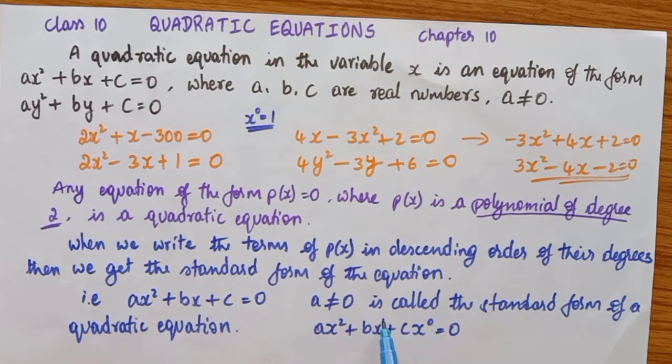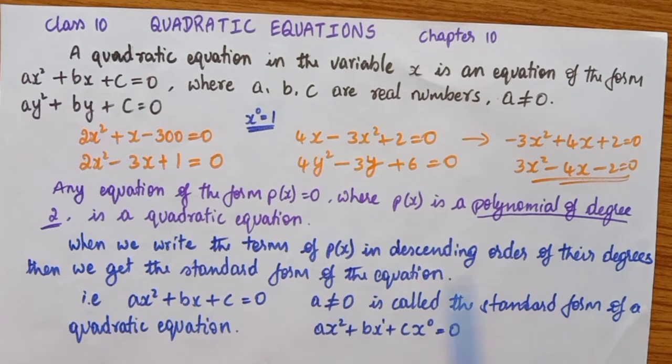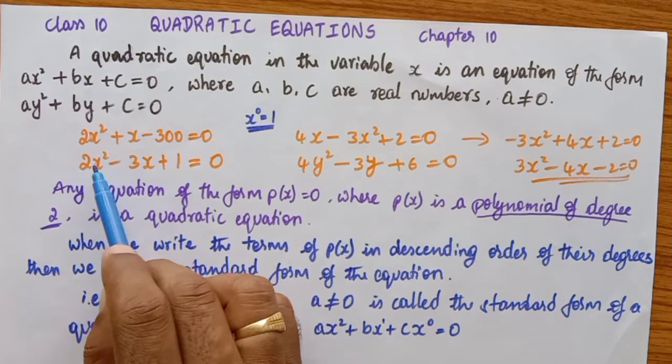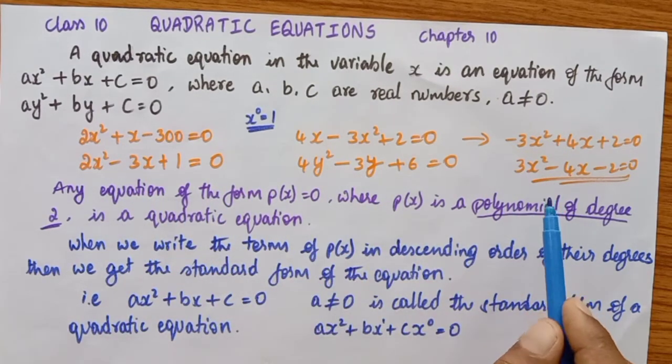Here 0 is there, here 1 is there, here 2. In the decreasing order, x to the power of 2, x to the power of 1, x to the power of 0. It is in the decreasing order of their degree. So this is called the standard form. I have written all the four equations here in the standard form.